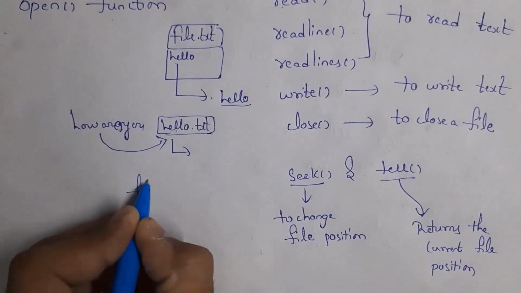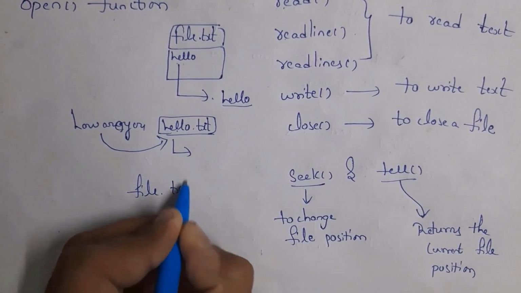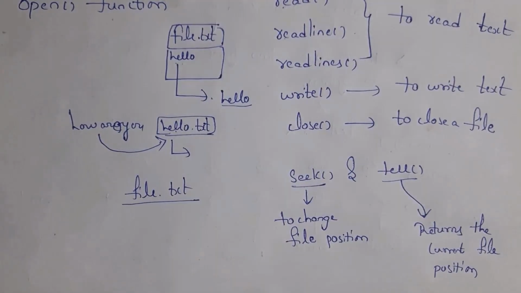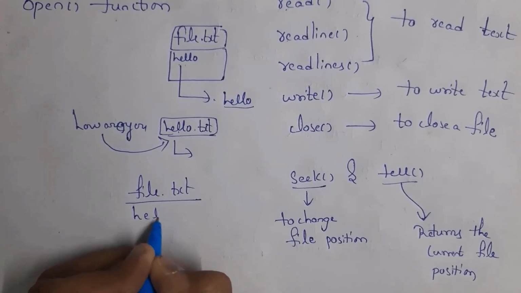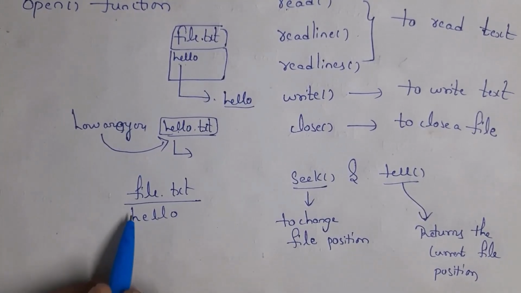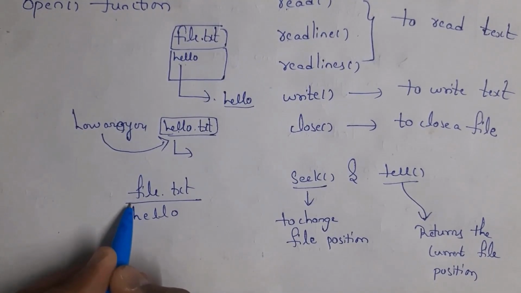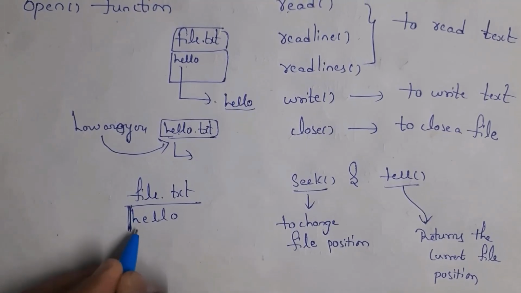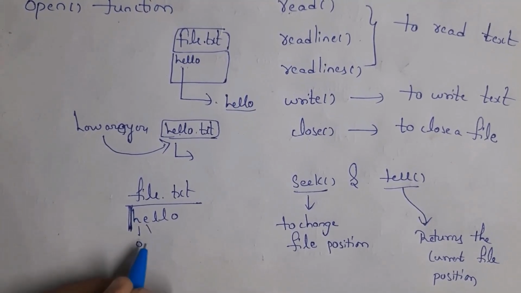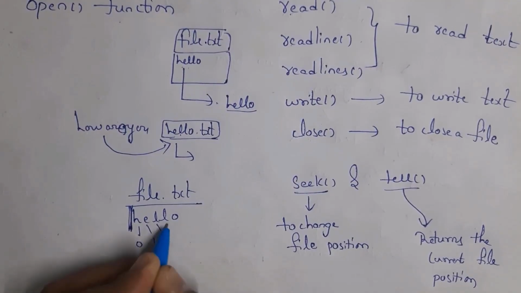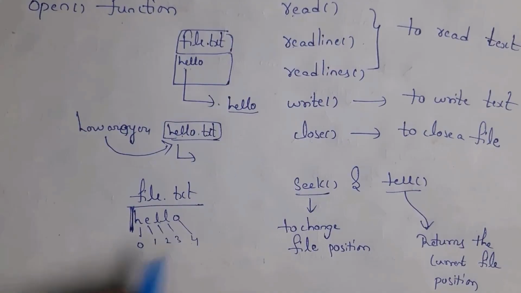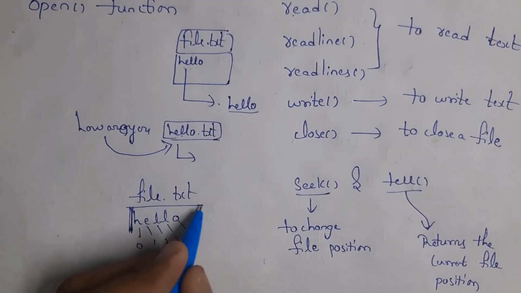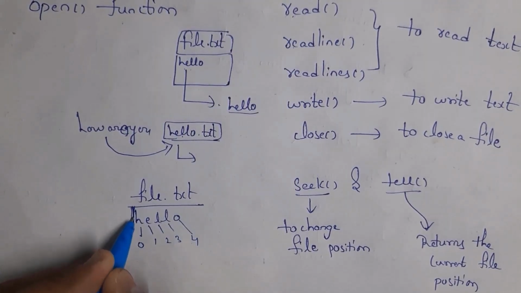For example, my text file name is file.txt. This text file contains data, that is hello. Whenever you open this file, your cursor will be at the starting. H is present in index number 0, E in index number 1, L in index number 2, L in index number 3, and O in index number 4. Whenever you open this file, at first your cursor will be at the starting.